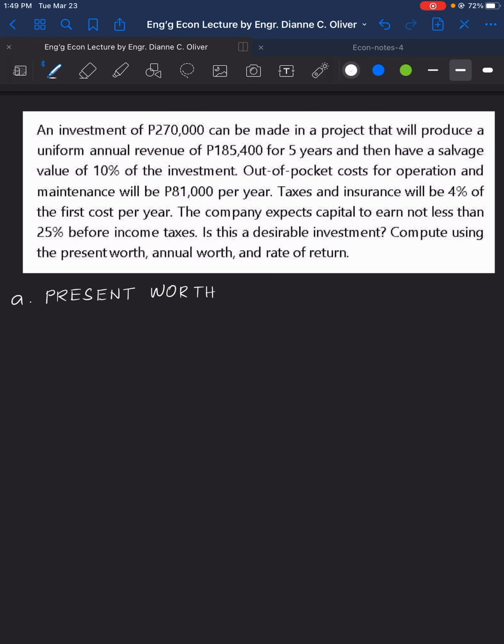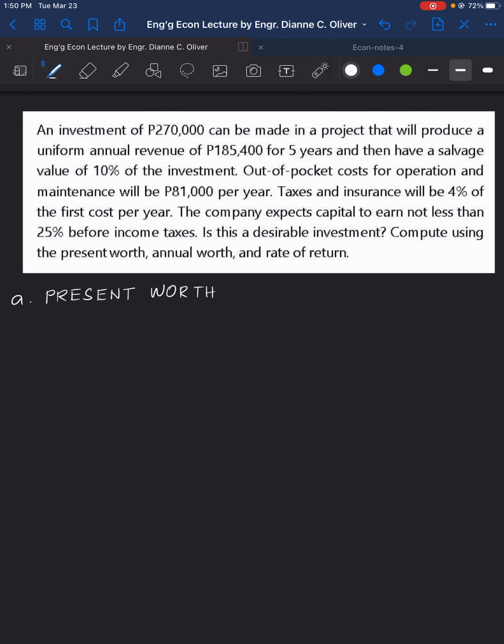The company expects capital to earn not less than 25% before income taxes. Is this a desirable investment? Compute using the present worth, annual worth, and rate of return. So we're not considering any alternative here. We have only one. Now the question there is if the investment is desirable.